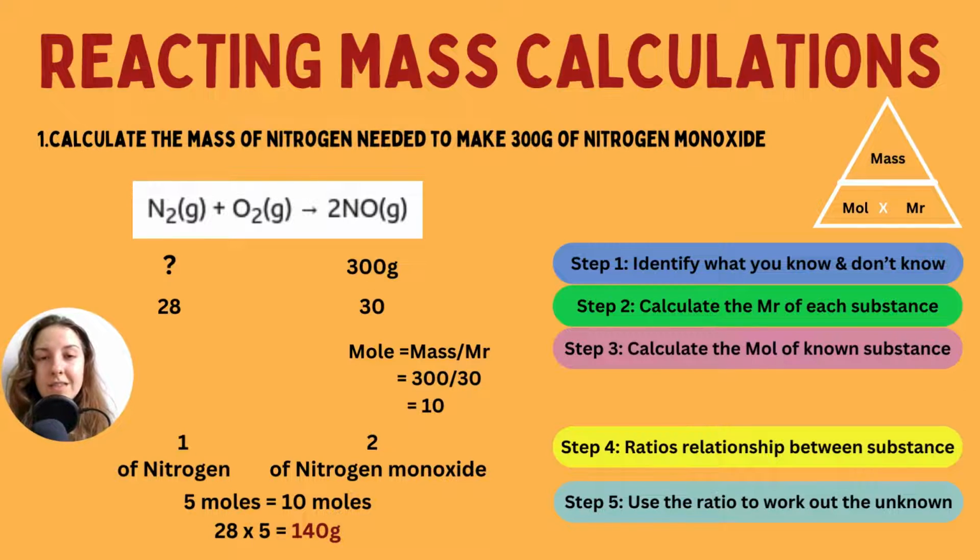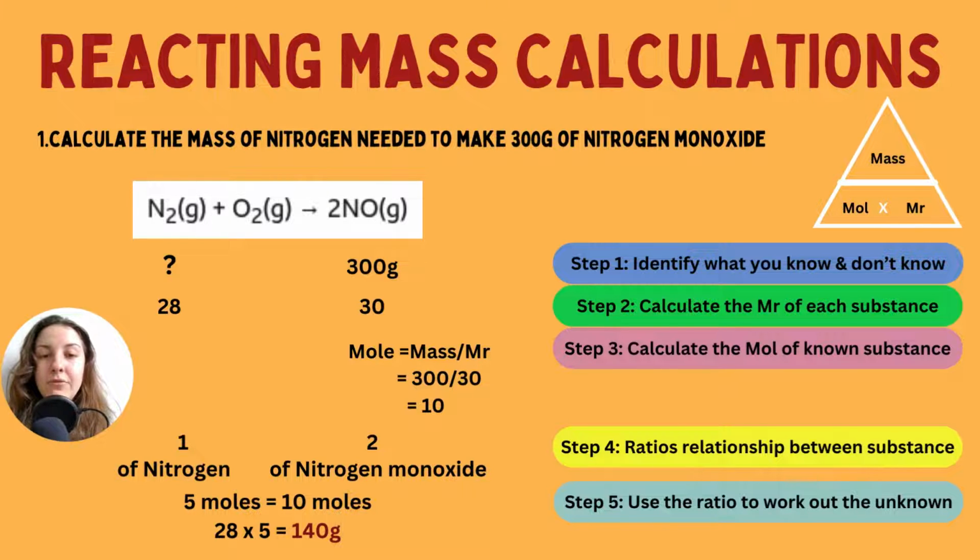So once we've got the MR, we then want to calculate the number of moles of the known substance. So the known substance in this case is nitrogen monoxide. The way we work out the moles is we rearrange our triangle equation and we have moles equals mass divided by MR. So the mass of nitrogen monoxide is in the question, so it's 300 grams divided by the 30, which is the MR. When we do that, we get an answer of 10 moles.